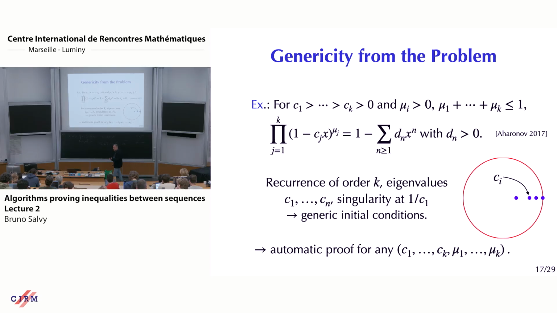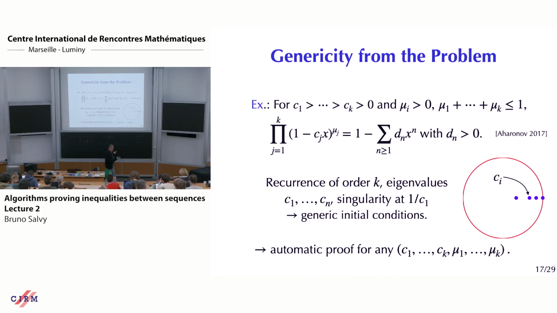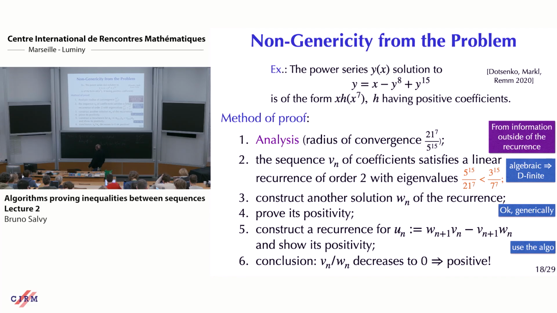So we don't know from the recurrence and given initial conditions. We don't have any algorithm to decide if we have generic initial conditions. But sometimes there's exterior knowledge that can help. And it goes both ways.